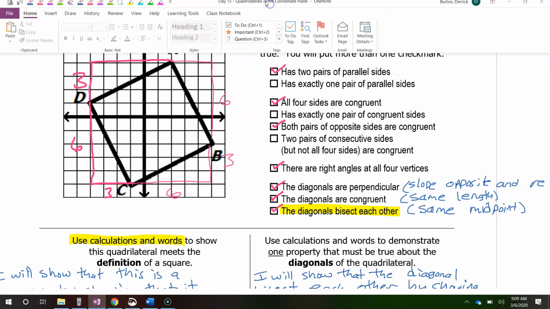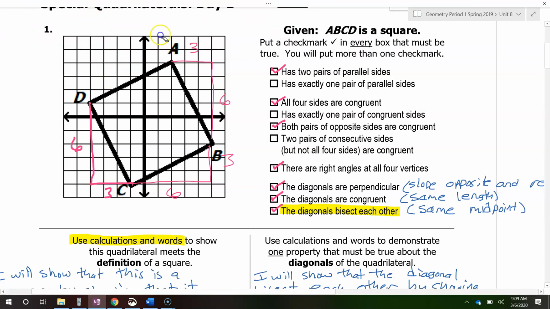Previous experience warns me that sometimes students don't actually know what a diagonal is. Name a diagonal. AC is a diagonal. All right, there's only one other diagonal. What is it? Right, DB is a diagonal. So diagonal doesn't mean it's a slanty looking side. Diagonals connect the opposite angles. So those are the two diagonals.